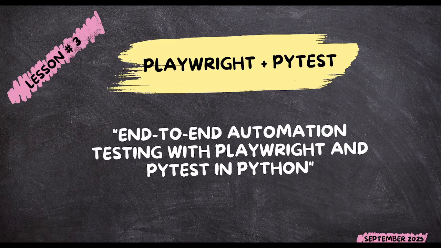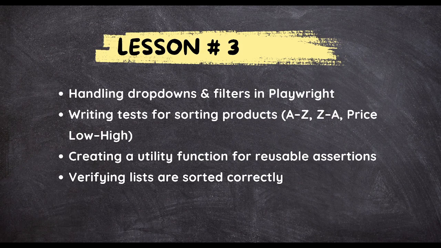Hi everyone, welcome back. In the last video, we created a login fixture and verified that the product titles are visible on the inventory page. In this video, we will learn how to handle dropdowns and filters. Specifically, we will use the sorting dropdown on the product page and validate that the items are actually sorted correctly. Along the way, we will also write reusable assertions that make our tests cleaner and easier to maintain.